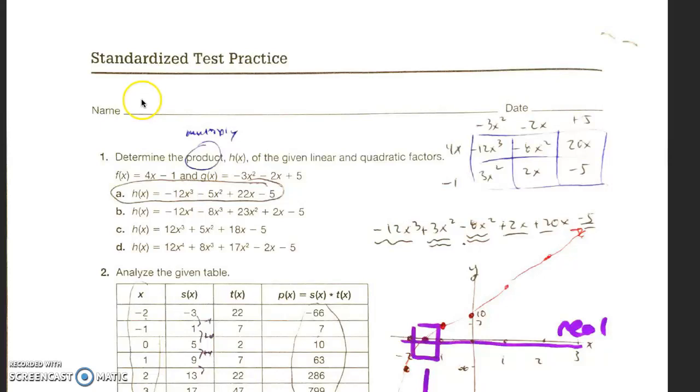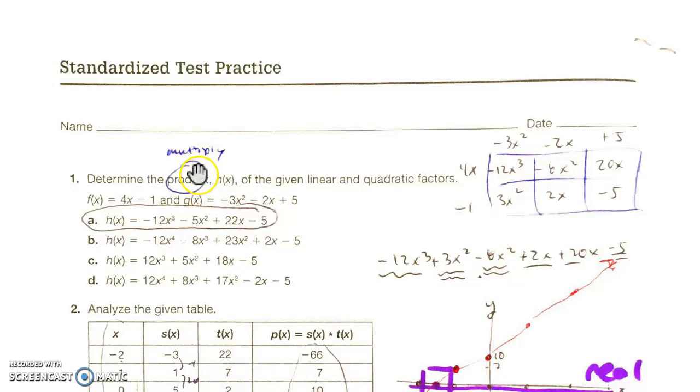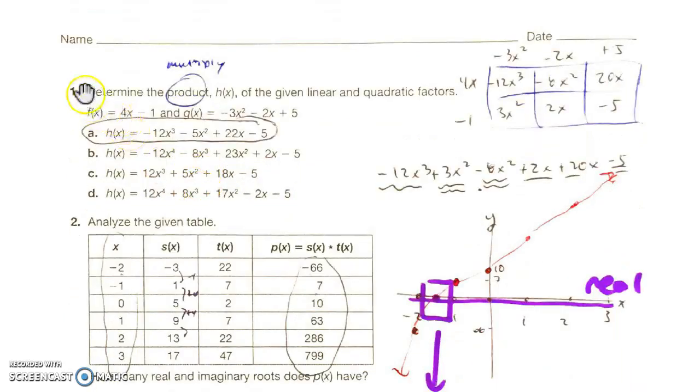All right, this is the pretest. I'm going to go over the multiple choice questions in the back there. Question number 1, determine the product of h of x of the given linear and quadratic factors.